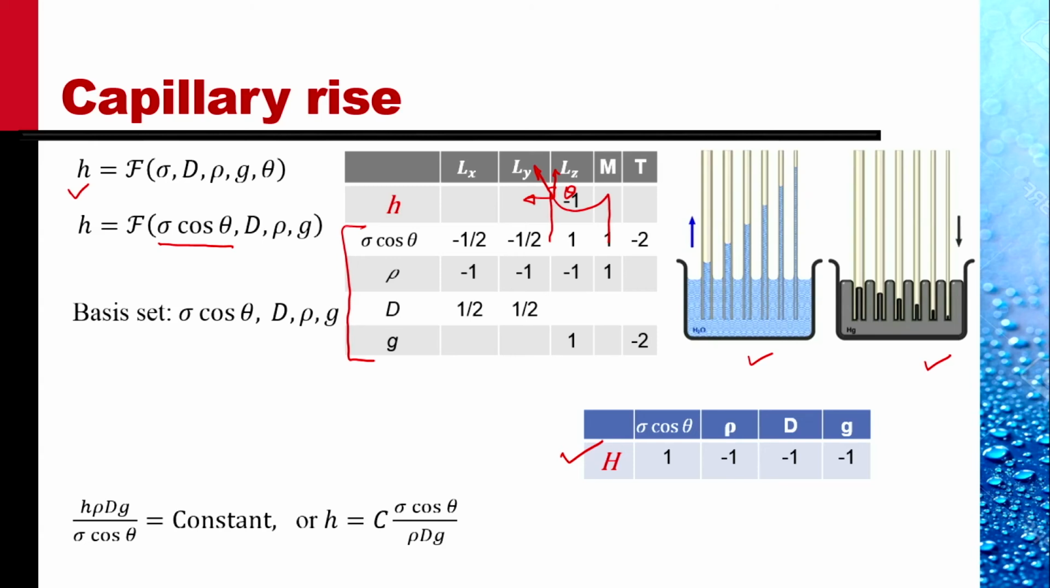So, this pi number is a constant, or h is c sigma cosine theta divided by rho d g. This is a formula that you would have obtained in your fluid mechanics course. For water, cosine theta is 1 because theta is 0. The wetting angle, the contact angle, is 0 for water.